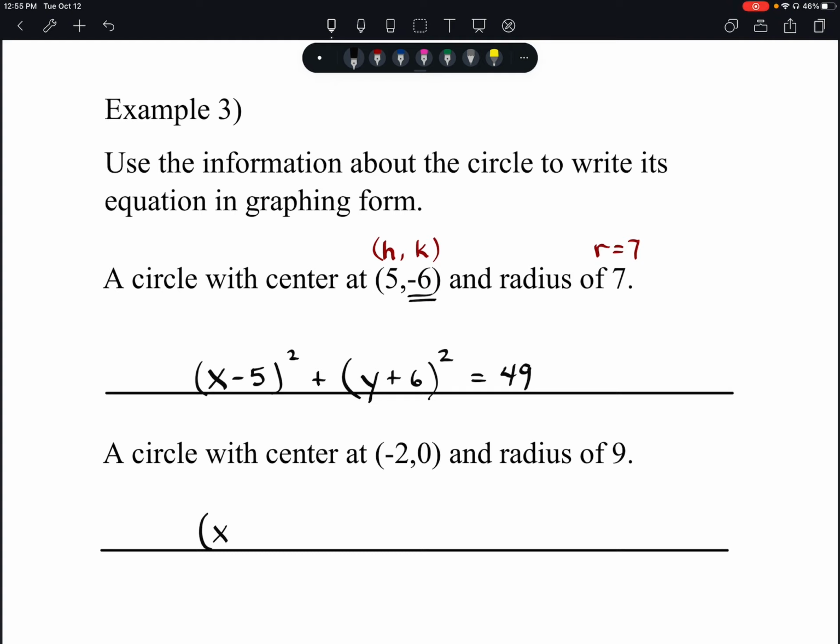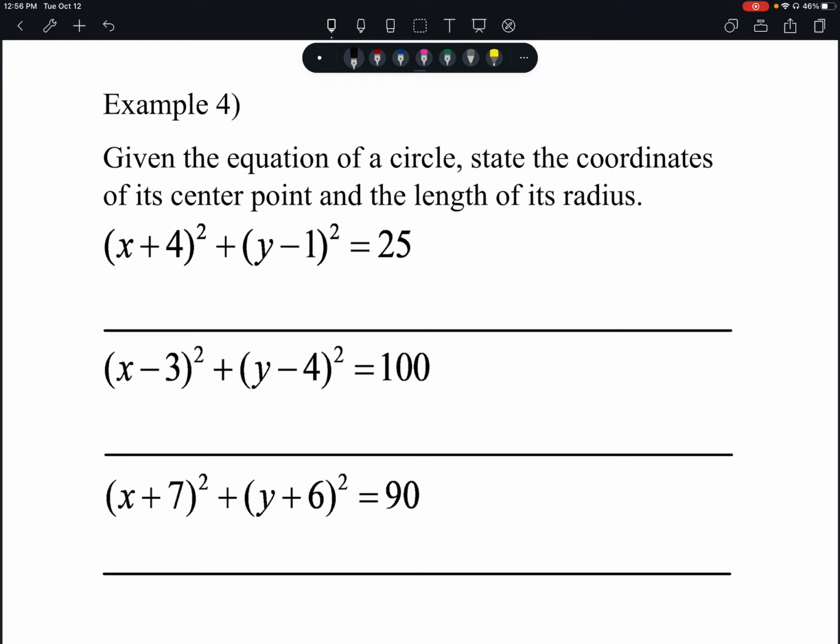When I take this one here, I'm going to say x minus -2, so that'd be x plus 2. I'm going to square it, plus y minus 0 squared, and if you want to leave that in there, that's totally fine. It's going to equal the radius of 9, so remember we're going to have 9 squared because it's r squared, so 9 squared is going to give us 81. And remember that y minus 0 could be just y squared if you choose to write it that way.